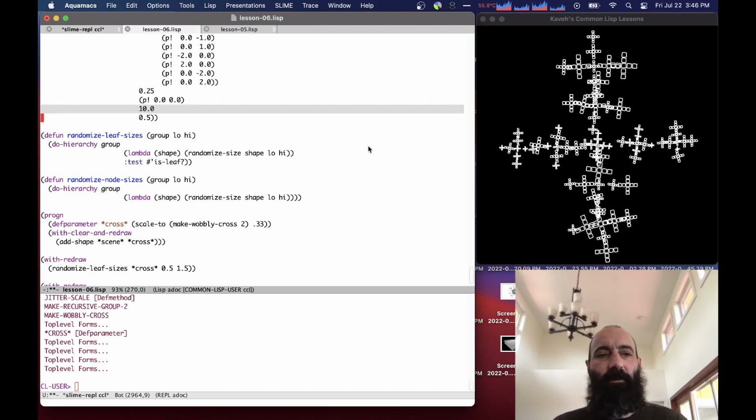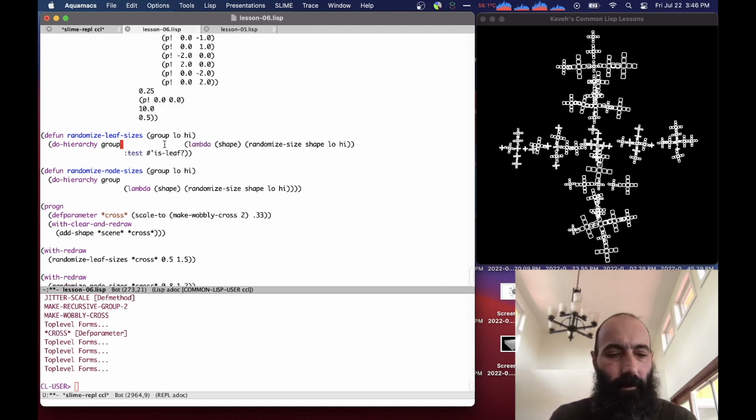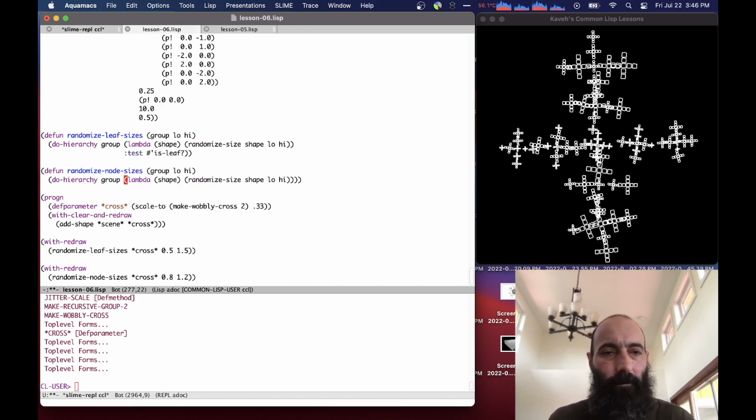And if I make a function called randomize leaf sizes, which goes through the hierarchy of the group, I don't know why it's formatted this way. There we go, that's better. And so this will randomize the leaf sizes, and this will randomize all of the nodes, including the intermediate groups.